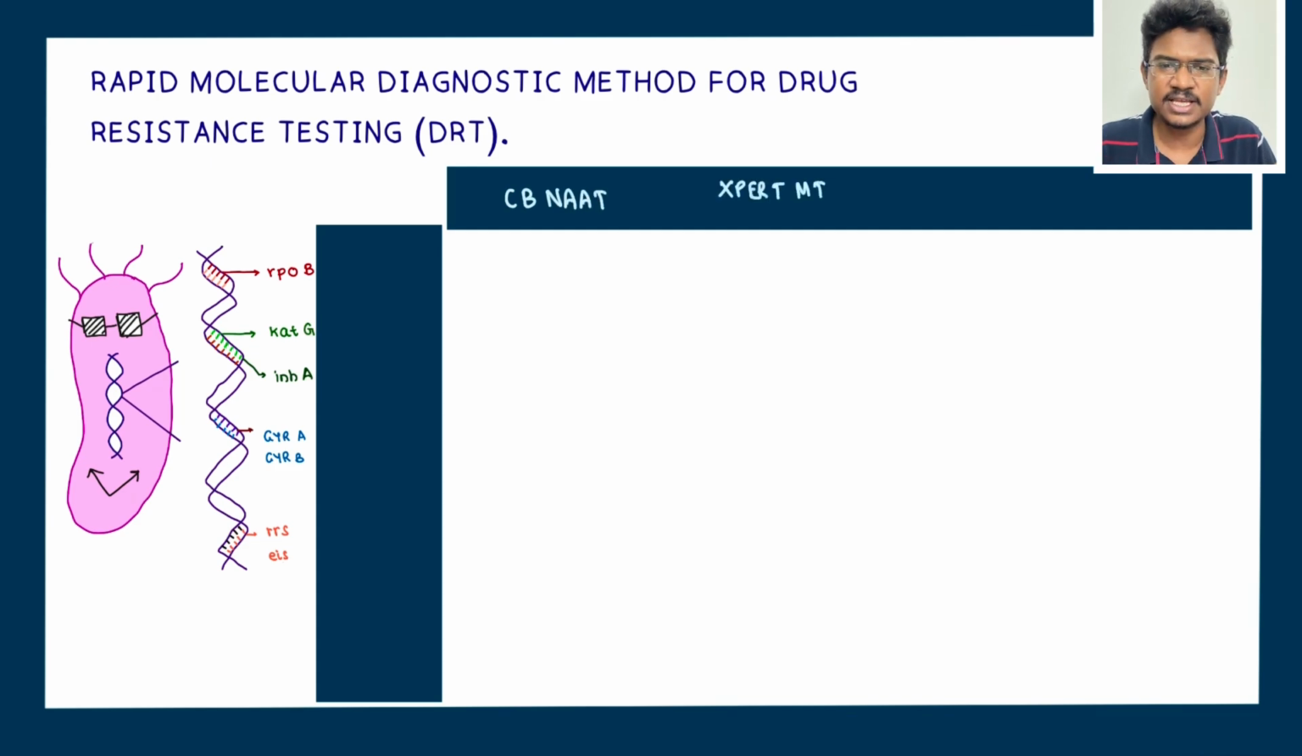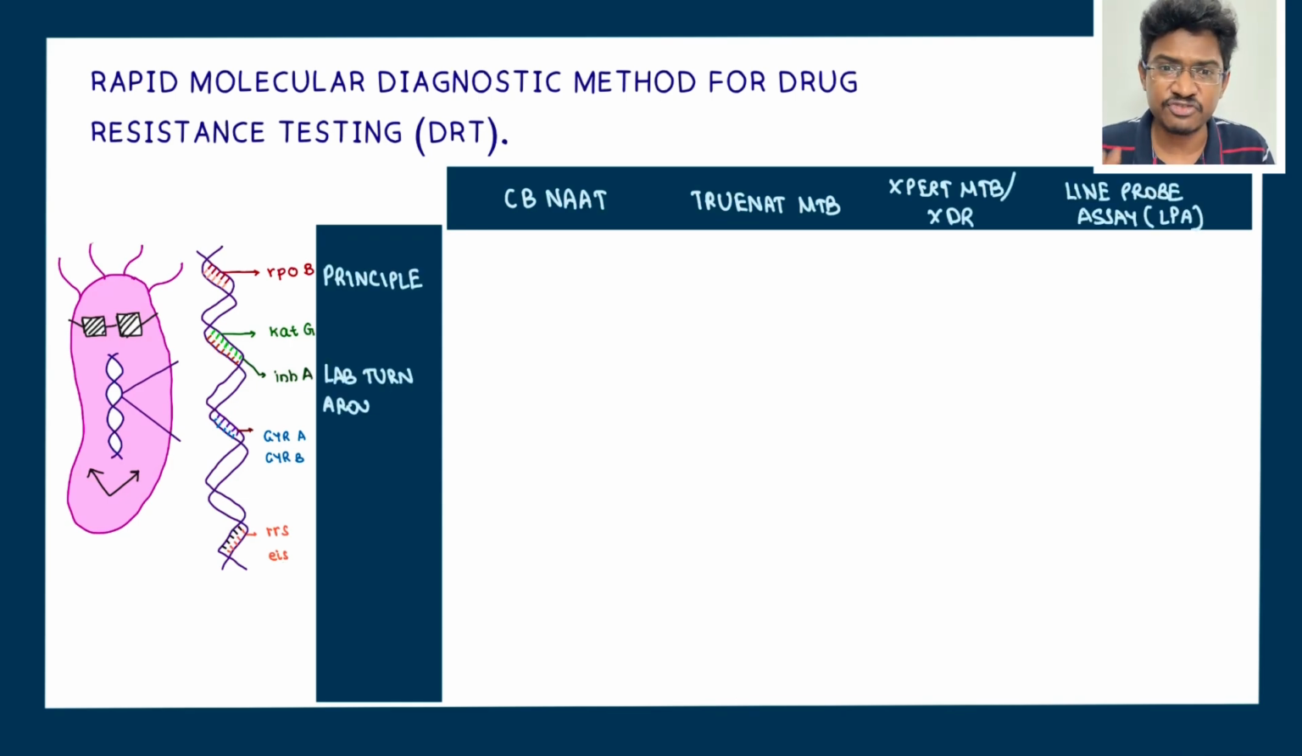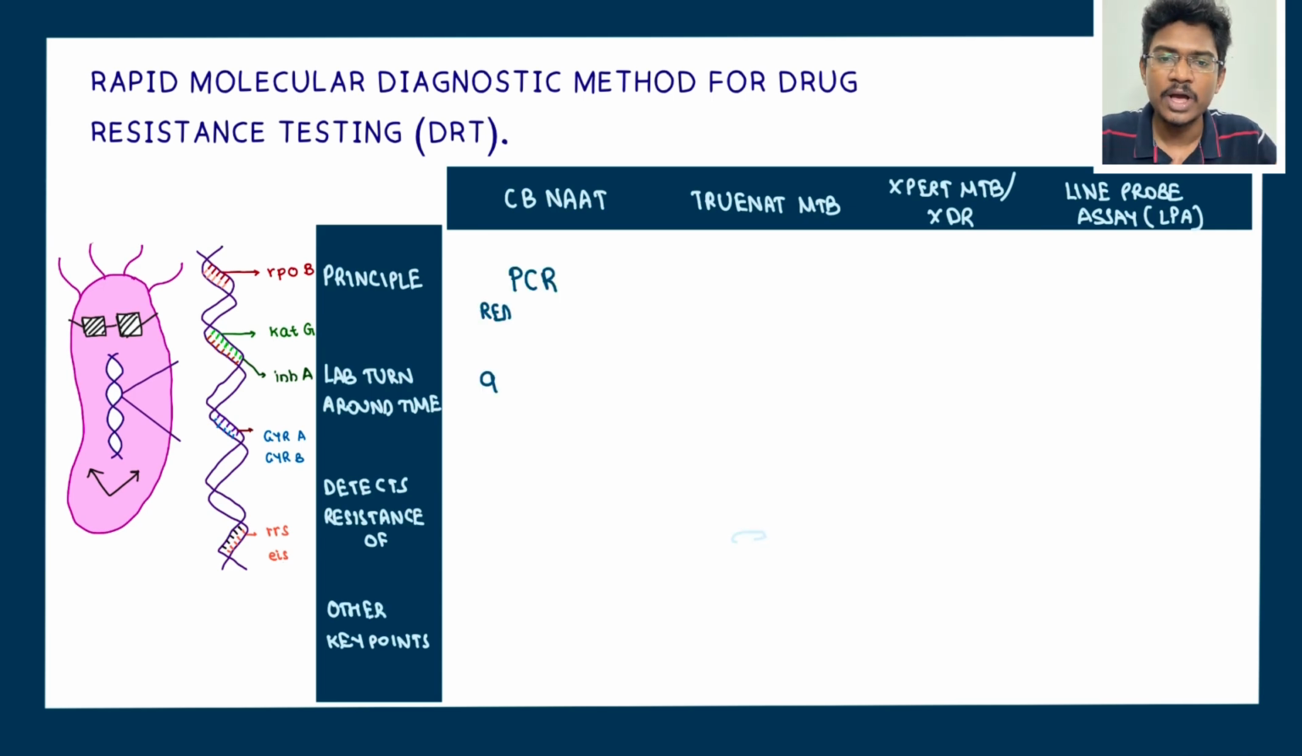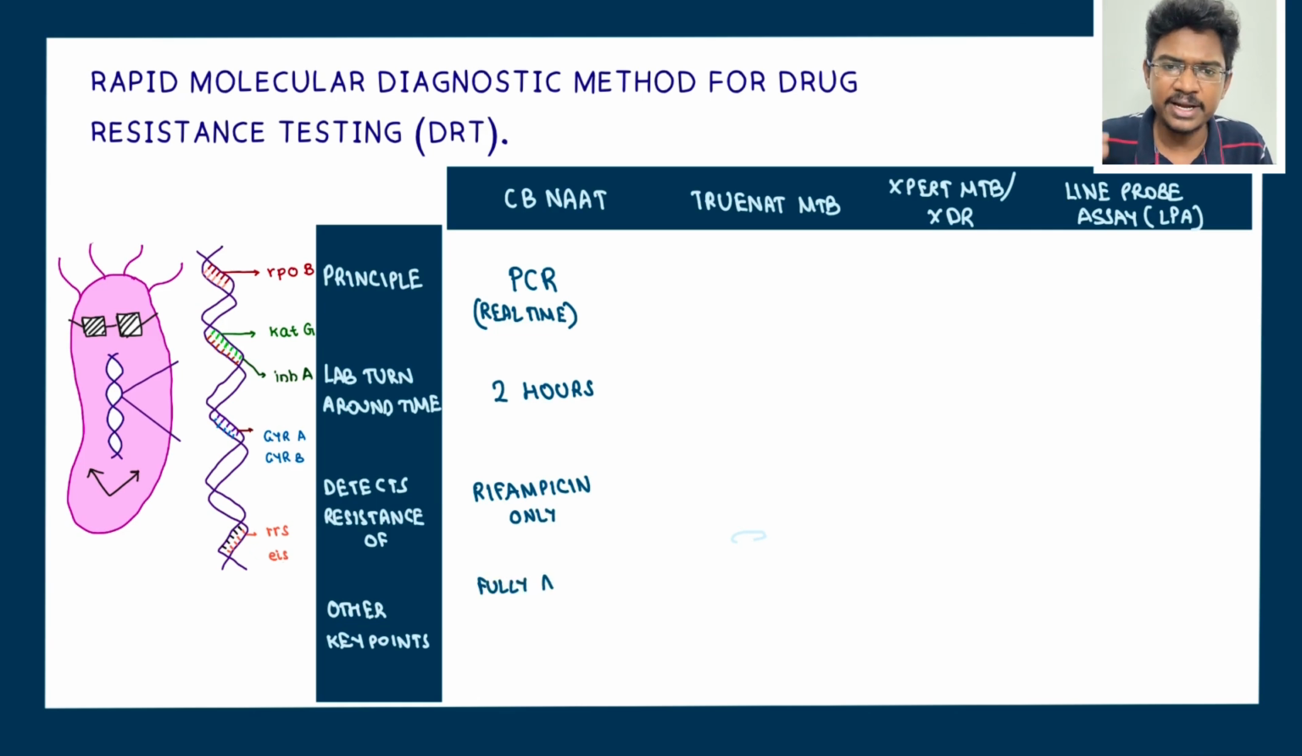So now let's see all the tests, 4 tests in tabular format. If you know this, that's it. First, the cartridge based nucleic acid amplification test, which is the famous CBNAAT. The principle is nothing but real-time polymerase chain reaction. It amplifies the mycobacterial specific DNA to diagnose that it is tuberculosis. Then what more it can do, it can also diagnose rifampicin resistance alone. And what is the lab turnaround time?